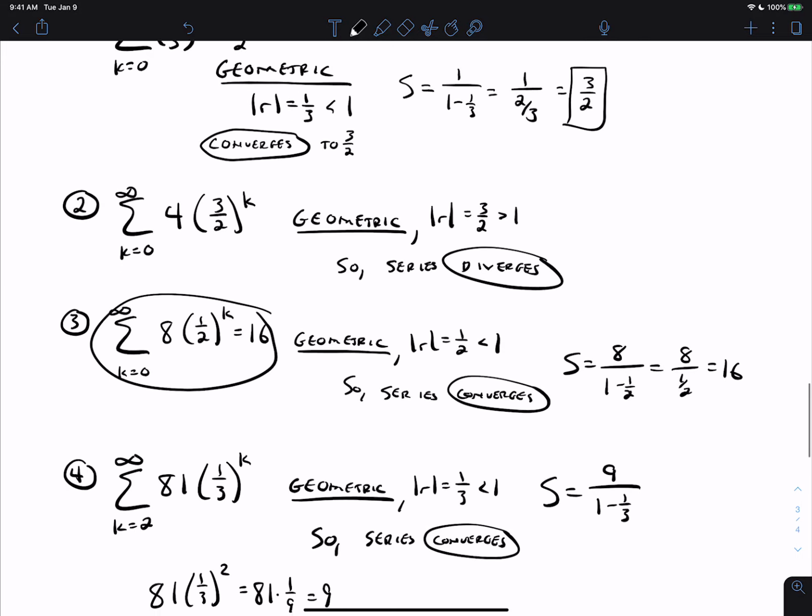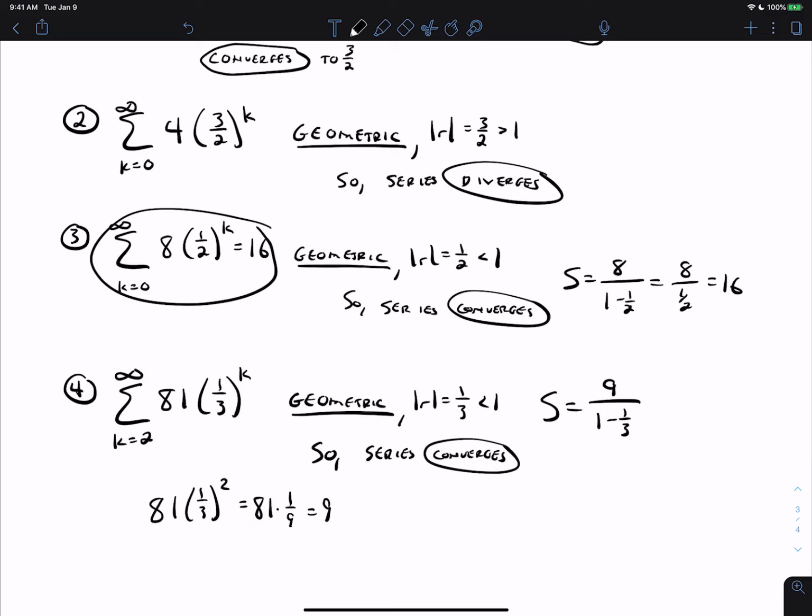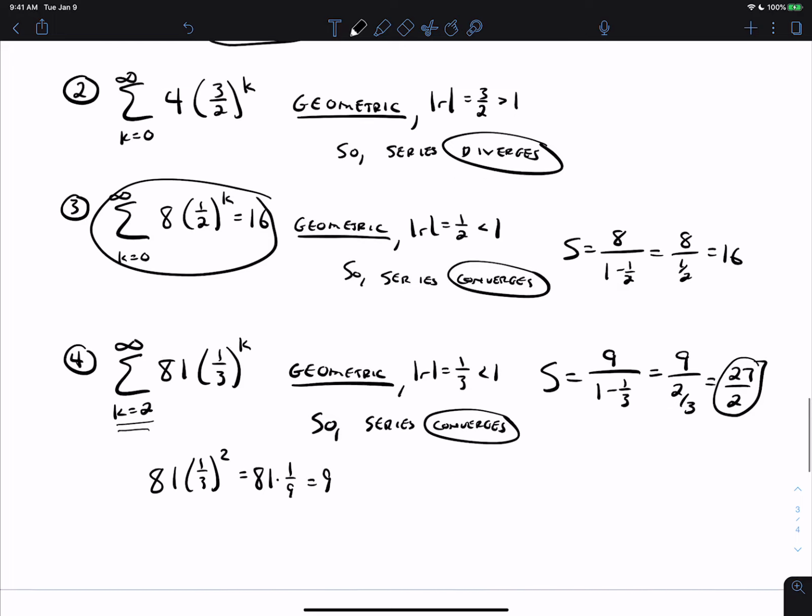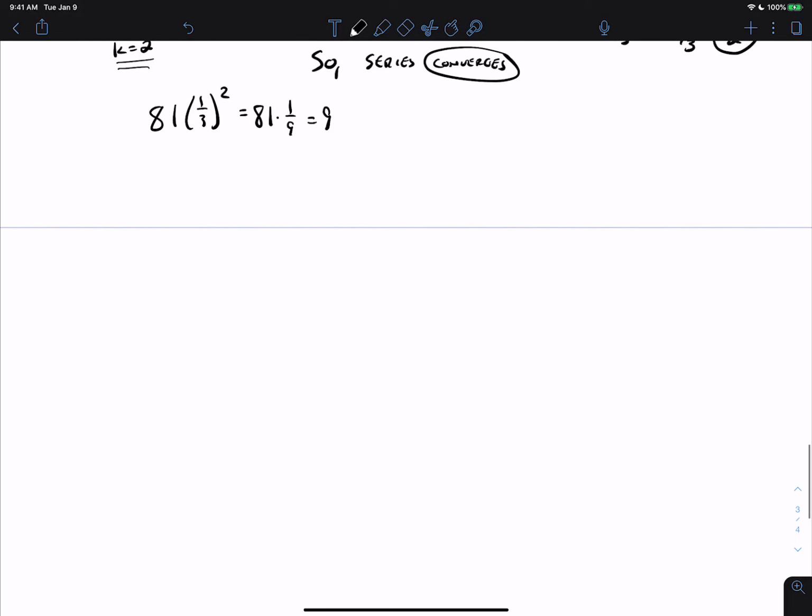That's why this result is correct, because this starts at k equals 0. The problem that we're doing starts at k equals 2, which means if we were to go through the entire system of equations, the first term in the expansion would be the term for k equals 2, not k equals 0. And so the top of the fraction is 9, not 81. From there, it's easy to simplify. We get 9 over 2/3, which is then 27 halves. And so this converges to 27 halves.